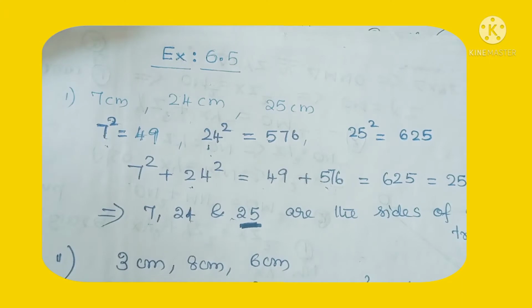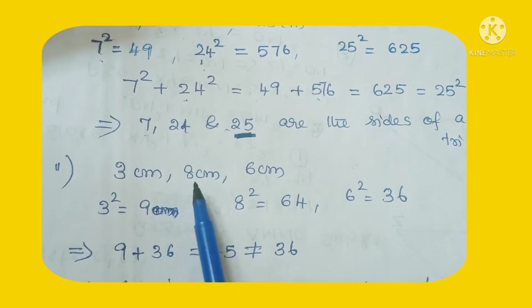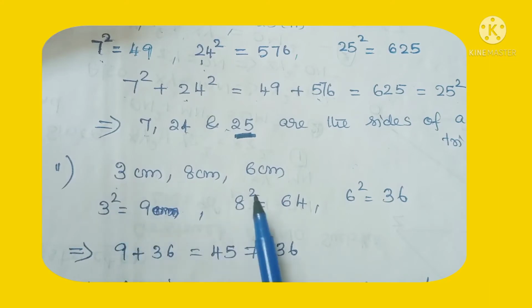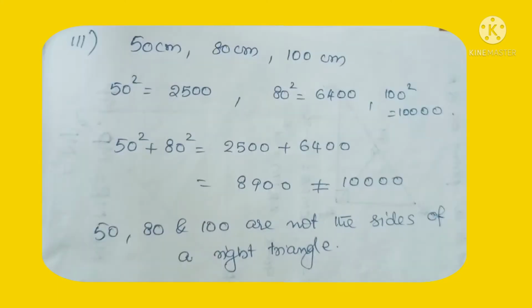The next one: 3 centimeter, 8 centimeter and 6 centimeter. Here 3 square is 9, 8 square is 64, 6 square is 36. 8 square is 64. Whether 64 is equal to the sum of the squares of the other two sides, that is 3 square plus 6 square, 9 plus 36, it is 45, which is not equal to 64. Hence it does not form a right triangle.